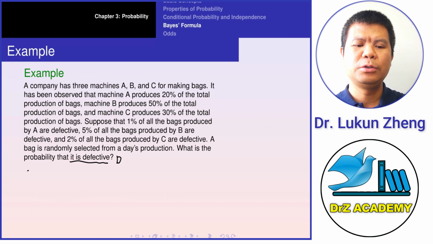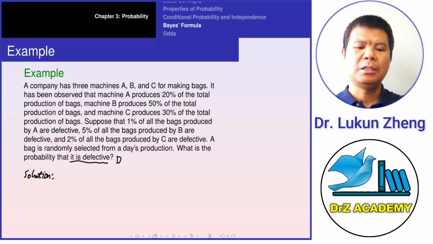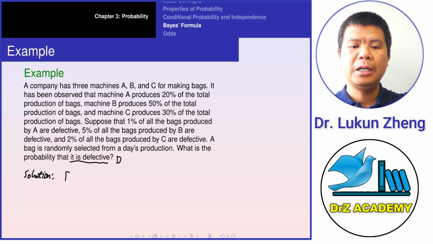Solution. Based on the setting, we know P of A is 20%, since A produces 20%.